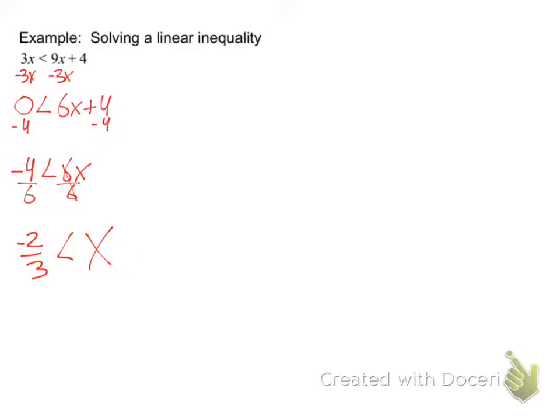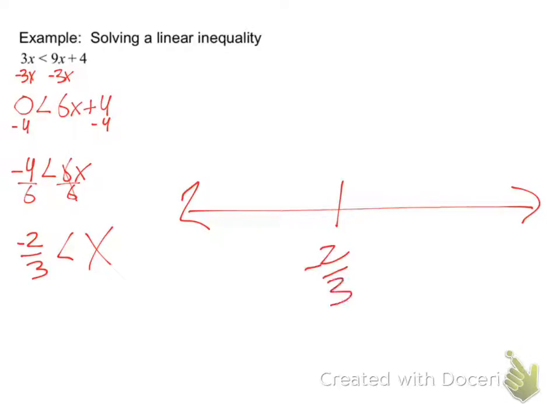Now, just for fun, let's make a graph here. And if I make a graph, guys, for me, as long as you can demonstrate that you can get your critical points and your shading to the correct side, I'm okay with just putting a negative 2/3 there. You have to decide, is this an open dot or a closed dot? Open. Why is it open? It's not equal to, so it's an open dot.